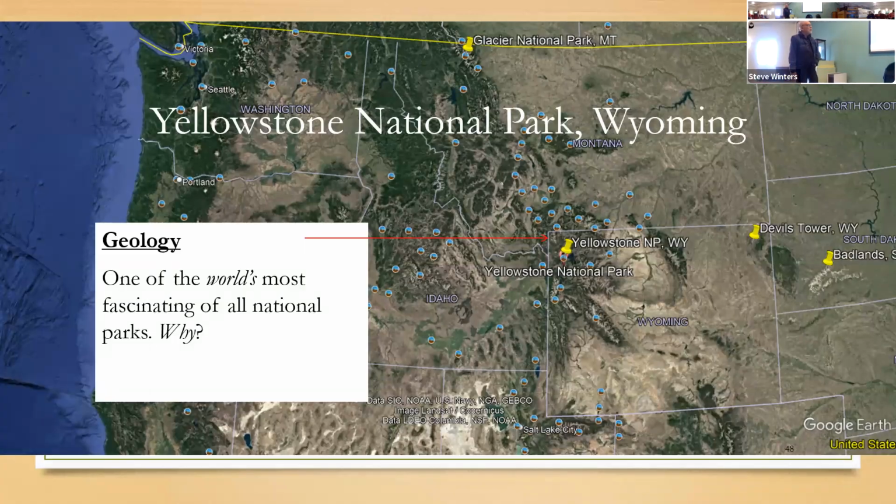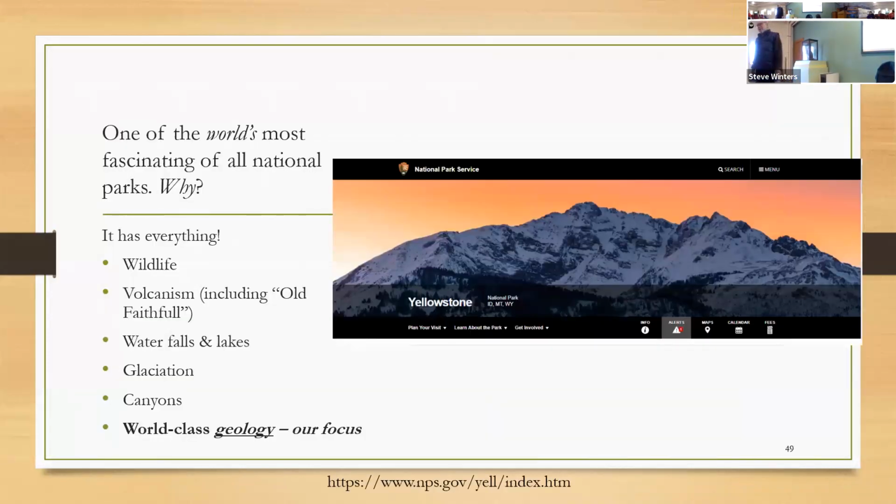Moving on to Yellowstone National Park, next stop after Devil's Tower. This happens to be one of the world's most fascinating of all national parks in the world. You might wonder why. I don't really, because there's everything in it. There's wildlife, there's volcanism, including all those geysers. You got lakes and waterfalls. You got canyons, the Little Grand Canyon of Yellowstone, glaciation, and then of course the geology, which actually causes all that stuff. It's incredibly interesting because the geology is fascinating.